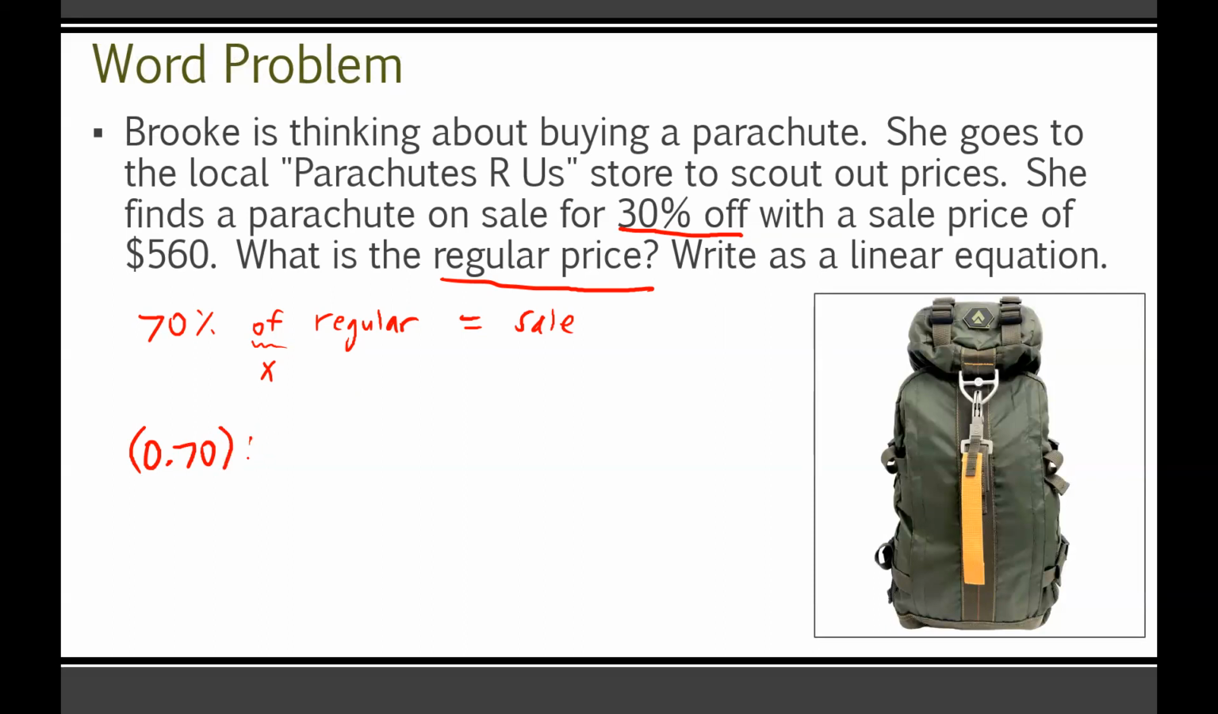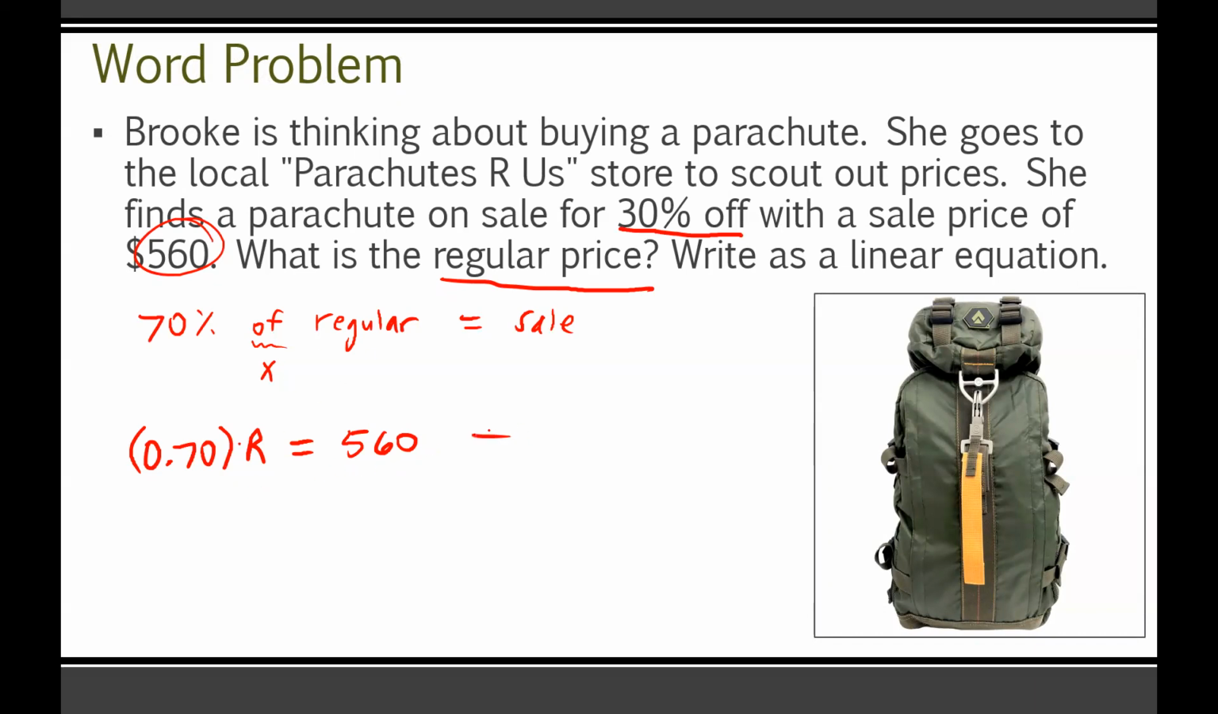Why don't we call the regular price R? I mean, you could call it X, whatever you want. I'll just call it R though for regular price. So 70% of the regular price, so times by that regular price, equals the sale price. Well, the sale price we know is $560. So I might as well just say 560 rather than writing S for sale price. I'll actually use the real sale price here, 560. So we're looking for the regular price, okay?